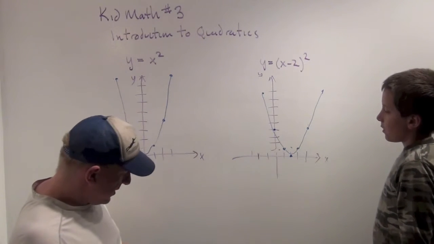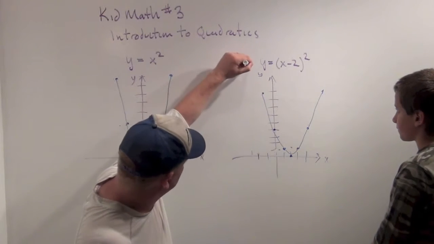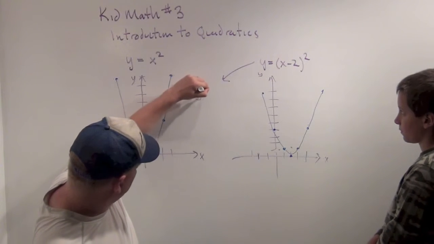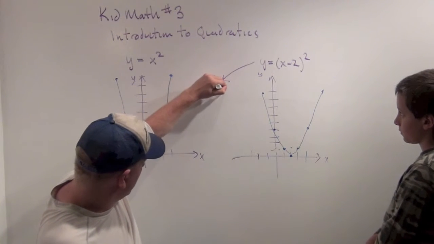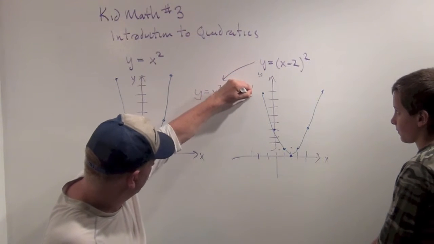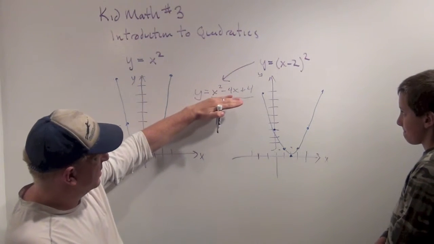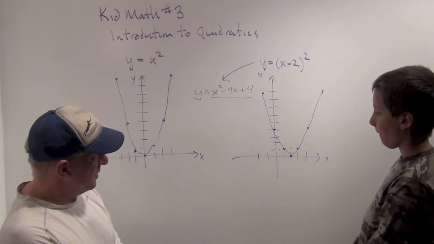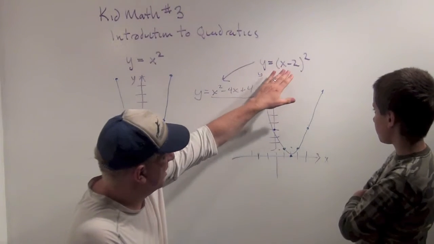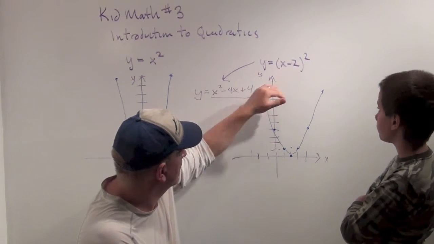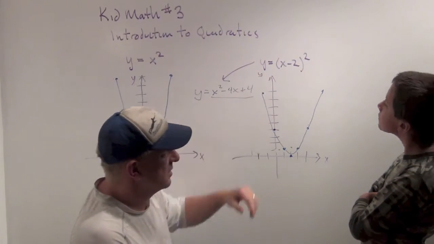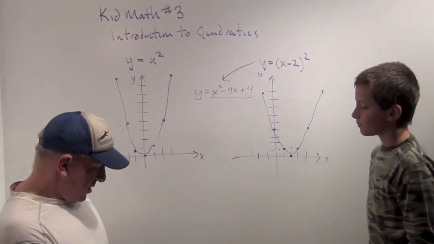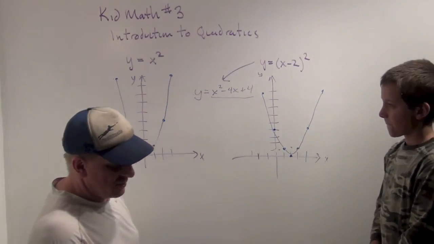There's another way we could write this. If we multiplied this out, it would be the same graph: y equals x squared minus 4x plus 4. Recognizing this equation as being the same as that equation is another thing we're going to learn about. One way is pretty easy; multiplying this out, you already know how to do. But going backwards is a little more complicated. Anyway, that's sort of an introduction to what we're going to be talking about starting Monday.